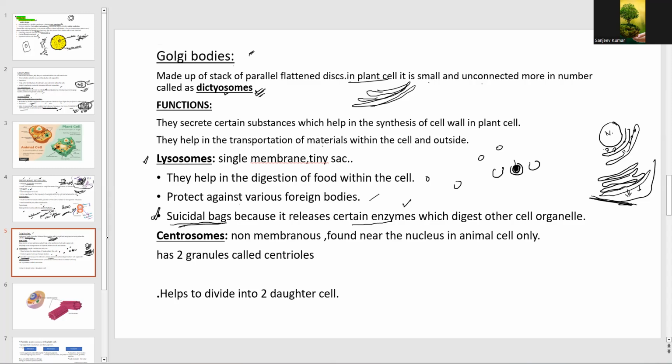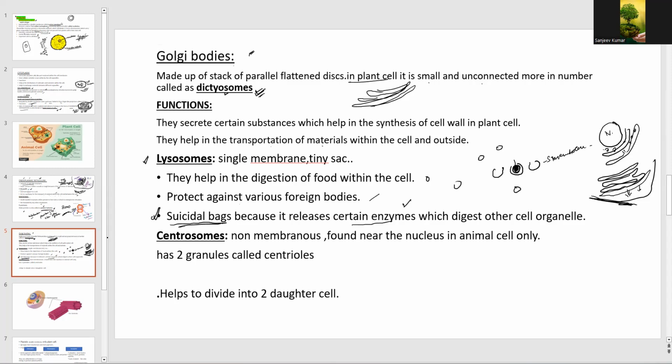These are our lysosomes. They are single membrane structures. Lysosomes are also called suicidal bags. Why? Because they release certain enzymes, certain chemicals, which help to digest the other cell organelles. Then the next organelle is the centrosome.